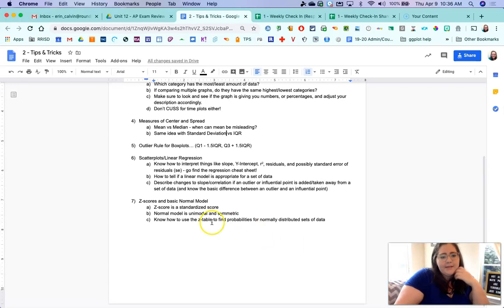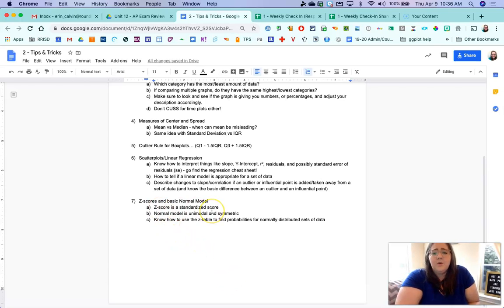And then last but not least, there is a little bit dealing with z-scores and basic normal model. Again, z-scores and normal model are something we're dealing with throughout the entire year. It doesn't necessarily fit just within one category. It's something that is really big throughout the entire year. But I did put a little bit of that in this lesson in one of the classwork problems.